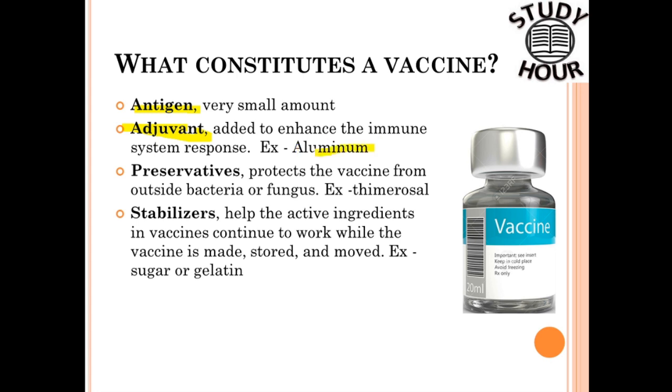Now third is preservatives. Preservatives are mainly to protect the vaccine from outside bacteria or fungus. Example is thimerosal. Okay, and fourth is stabilizers. Stabilizers help the active ingredients such as antigens and adjuvants in vaccine to continue to work while vaccine is made, stored and moved. Examples are sugar or gelatin. Okay, so mainly preservatives and stabilizers, they are added to expand the life of vaccine. Okay, and antigens and adjuvants are main active ingredients.